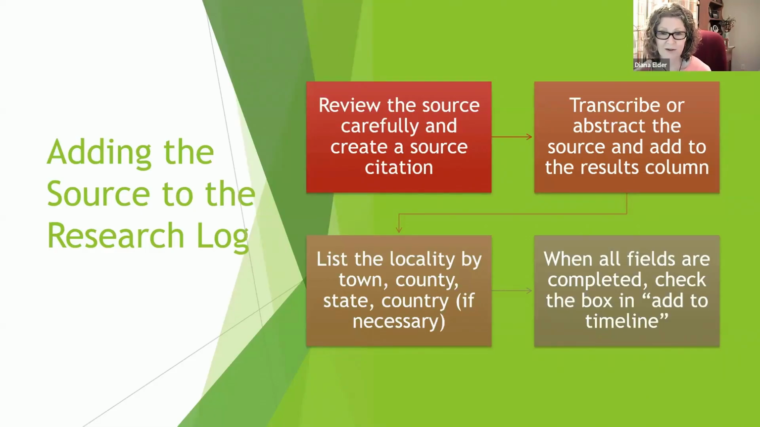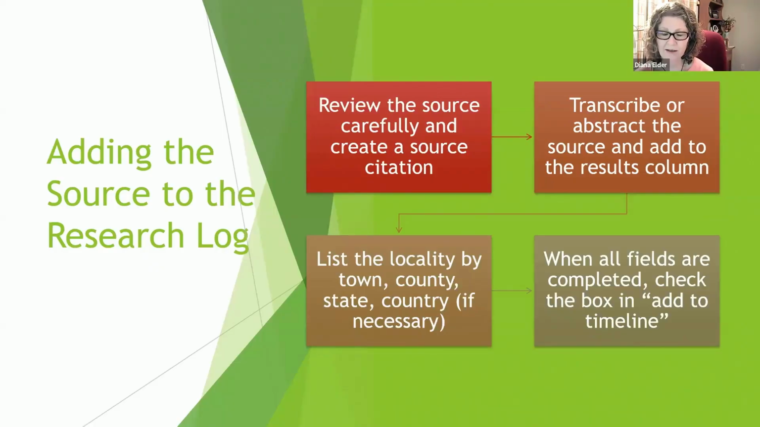So get that source citation created and then do your transcription or your abstraction of the source, whatever you need to do, and add that to the results column. And then when you're listing the locality, you want to use the commas. So if you don't have a town, just leave it blank. County, if you don't have a county, just do the comma, leave it blank. State, country, if necessary. It just depends on what your locality is.